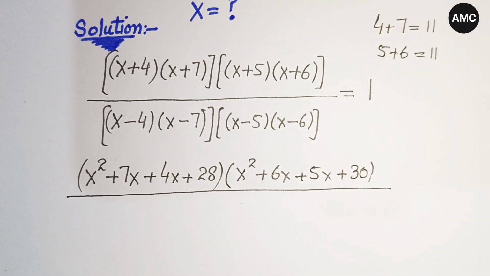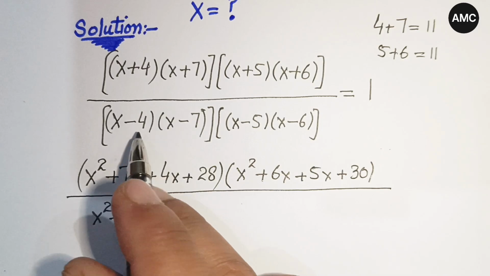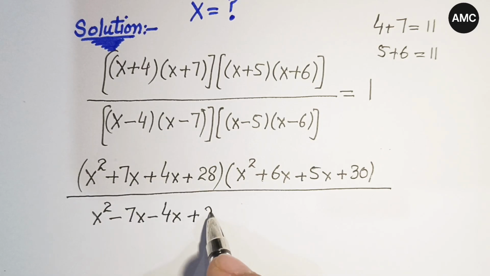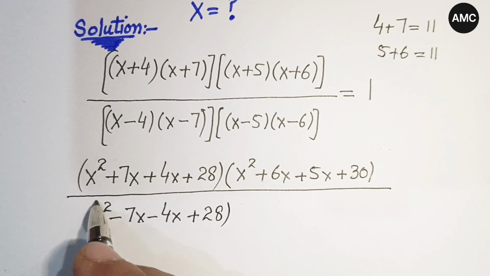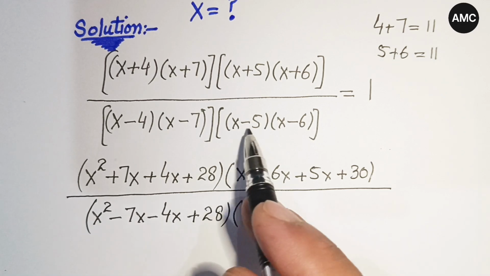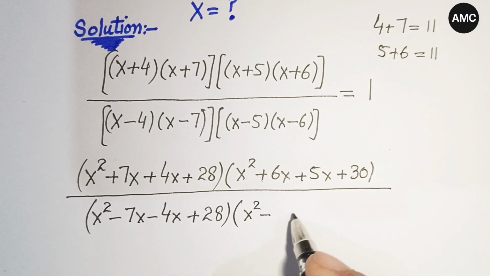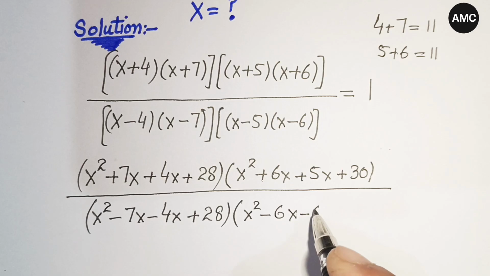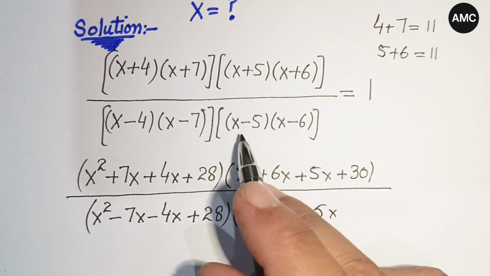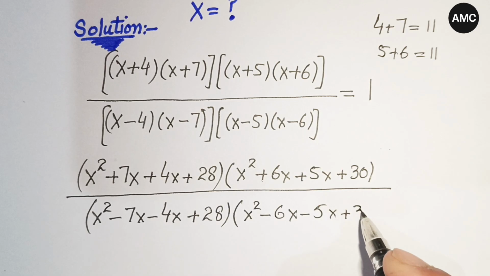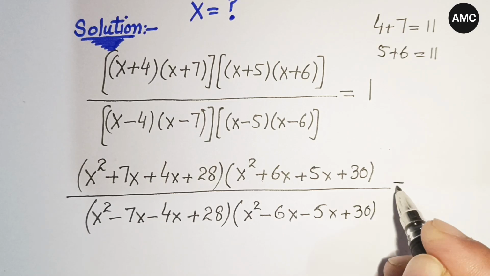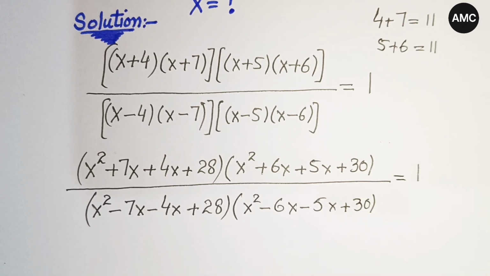x minus 4 times x minus 7. Here we have x squared minus 7x minus 4x, and minus times minus is plus, 7 times 4 is 28. Now x minus 5 times x minus 6 is equal to x squared minus 6x minus 5x, minus times minus is plus, 6 times 5 is 30, is equal to 1.